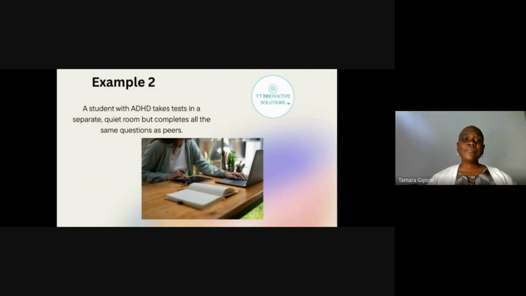Example number 2. A student with ADHD takes a test in a separate, quiet room, but completes all of the same questions as peers. I'll give you a moment to decide whether this is a modification or accommodation. Again, has there been any change to said student's necessity to complete the assignment? No. This is an accommodation, removing a barrier for the student so that they can be successful on the exam.